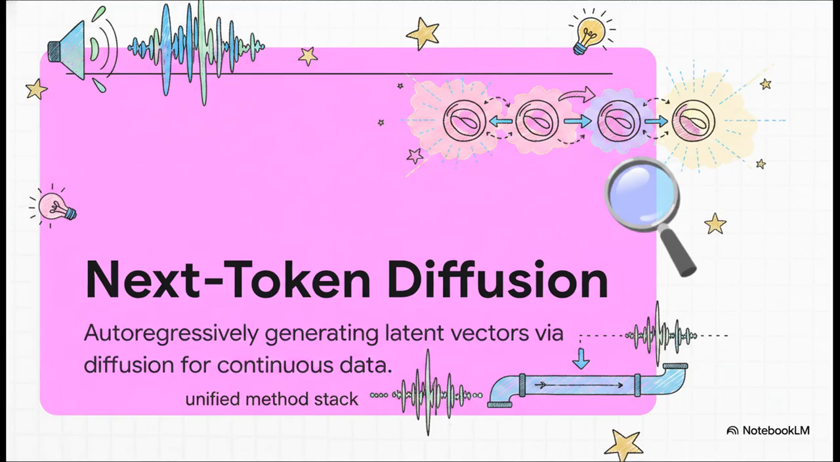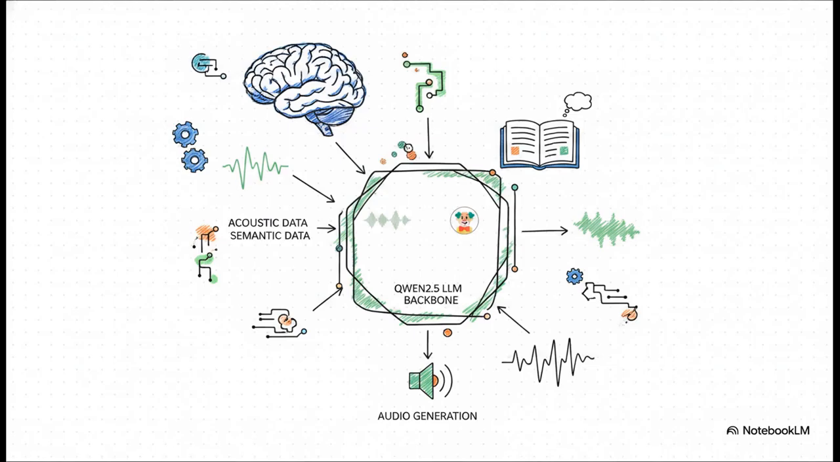Section 2. The VibeVoice architecture engine, popping the hood. So, the engine running this whole system utilizes what they call next token diffusion. Instead of those really complex, fragile, multi-stage text-to-speech pipelines we're used to, it uses one unified method. It models the continuous audio data by auto-regressively generating latent vectors through diffusion. Simply put, it simplifies the whole stack immensely while actually boosting the output quality. A real win-win.